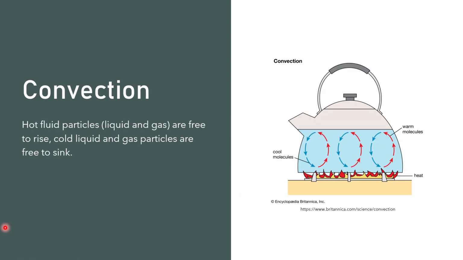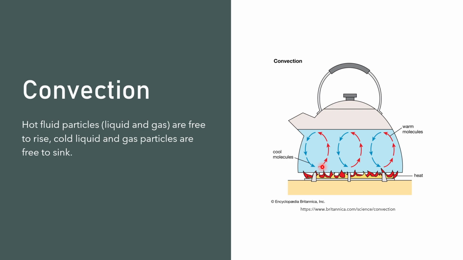So when we're looking at convection, we're looking at fluid particles, liquids, and gases which are free to move. The hot fluid particles are able to rise, and the cold fluid particles are able to sink. And what we end up with is this circular pattern of a convection current, where warm substances will rise and cool substances will sink. This doesn't work in a solid because our particles are sitting in fixed positions. However, for fluids like liquids and gases, their free movement enables this to happen.